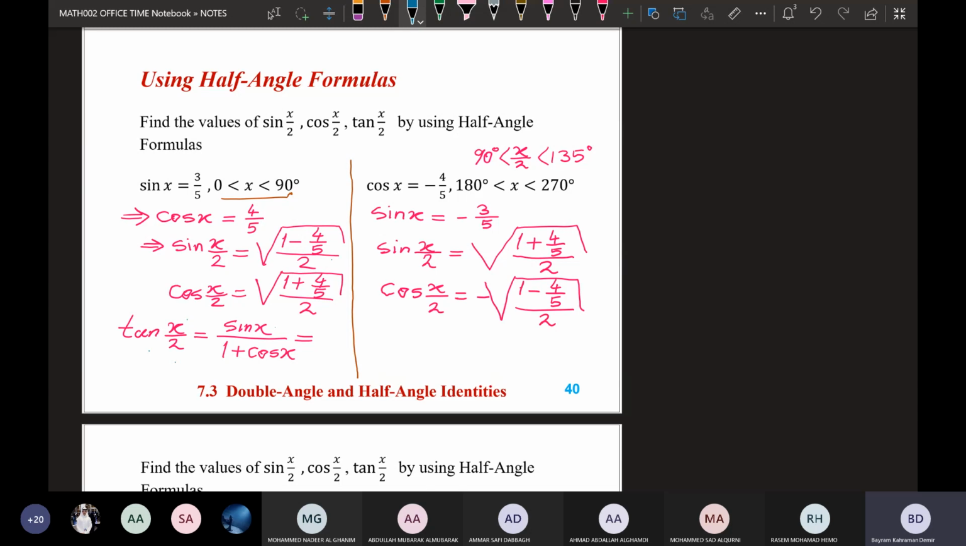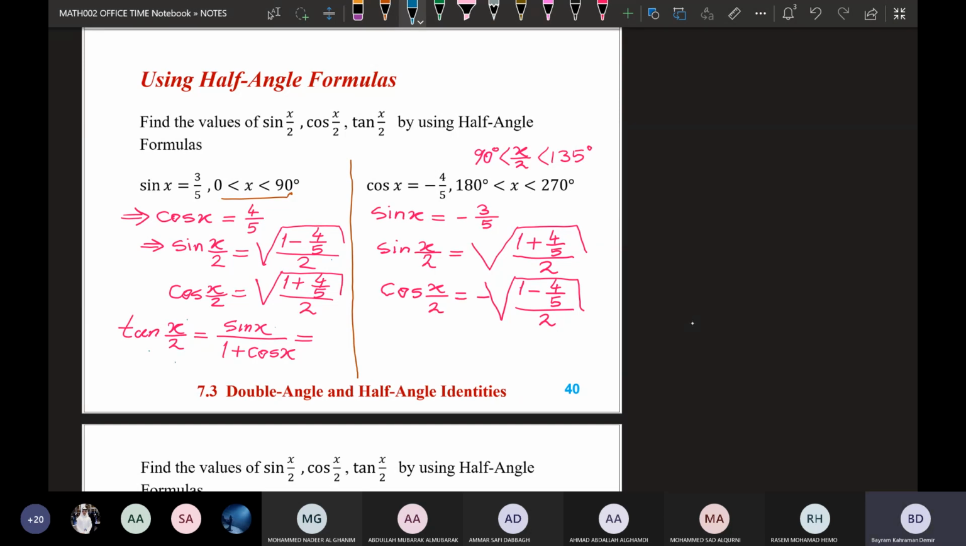And in this case, we are in a pretty safe area because x is in the first quadrant. X over 2 is also in the first quadrant. So everything is positive, so we don't need to worry about negative or positive problems. In the second one, the x is in the third quadrant. We need to be careful, and x over 2 is in the second quadrant.